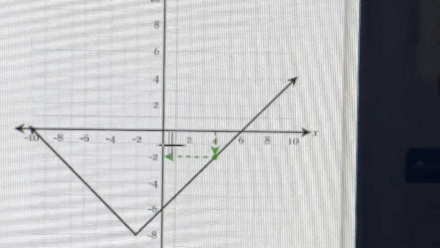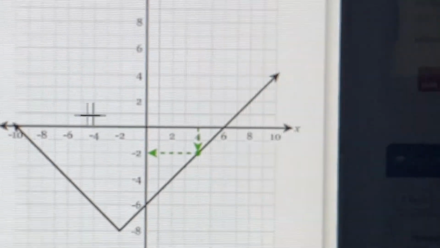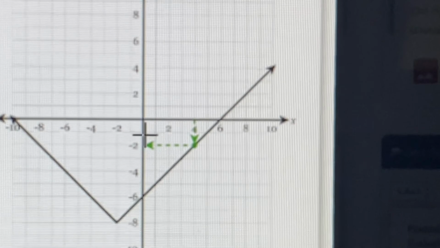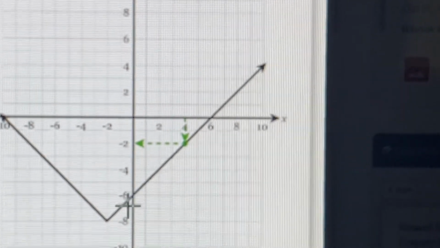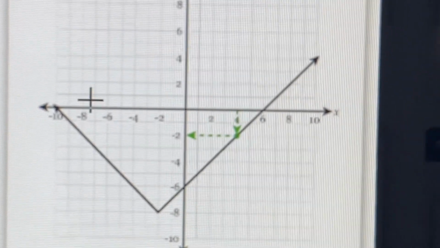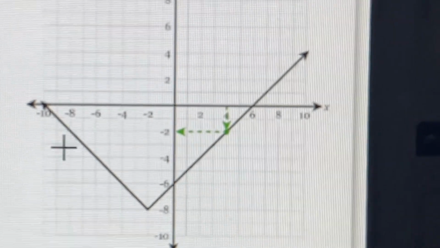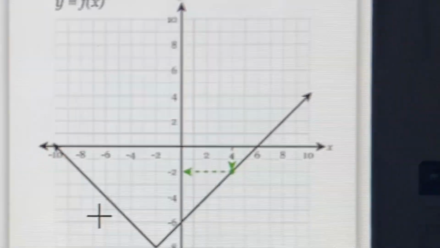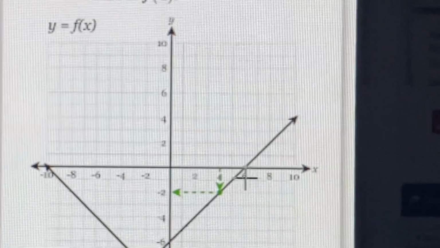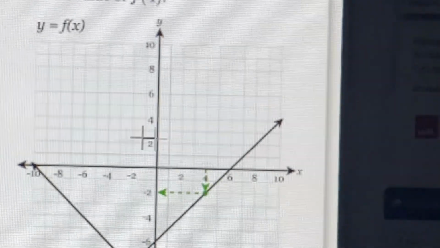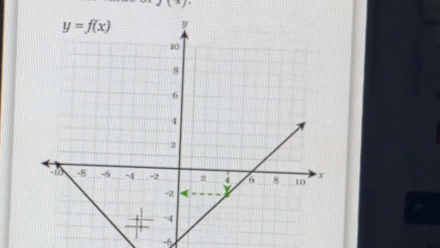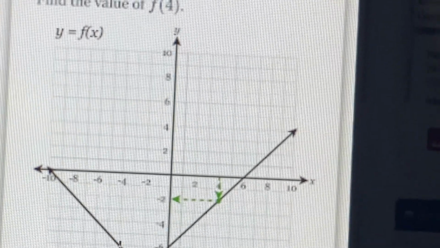If you're trying to find, let's see, 0, you would trace it all the way down to -6. The answer would be -6. If you're trying to find -8, you would trace it down to -2, and that would be your answer. So all you gotta do is find the point on the x-axis, and you trace it down to wherever the line is, and whatever that's equal to on the y is your answer.